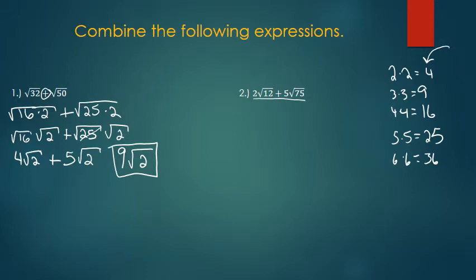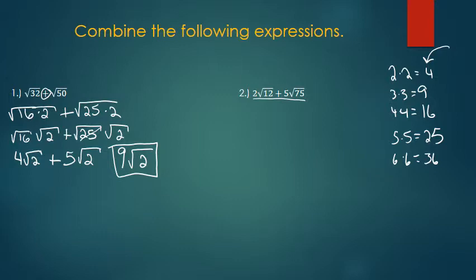Okay, so let's go ahead and do number 2. And again, it's the same process, only this time there are numbers already on the outside. So we need to multiply those in once we have our radicals simplified. Okay, so I'm going to go back to my list of perfect squares, and I'm going to say, is there a perfect square from that list that goes evenly into 12?